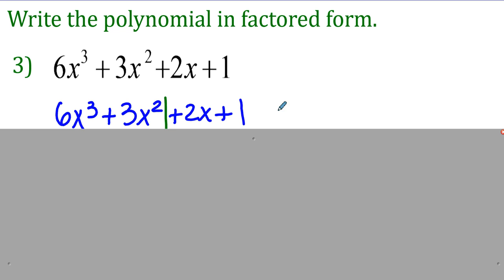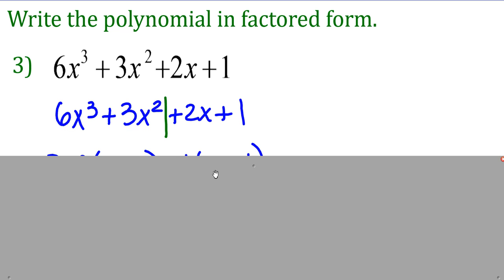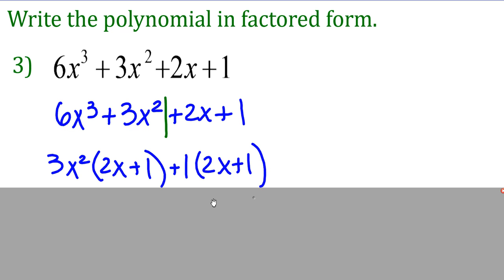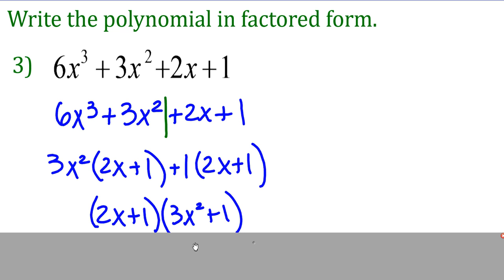Your second pairing, do they have any common factors that you can divide out? The only common factor they have in common is 1. So we're going to write 1, our left parenthesis, 2x plus 1, and close it with the right parenthesis. Well, what do you notice about your pairings? They both have that common factor of 2x plus 1. So if we bring that to the forefront, we've got 2x plus 1, and what remained? The 3x squared plus 1. That would be our factored form.